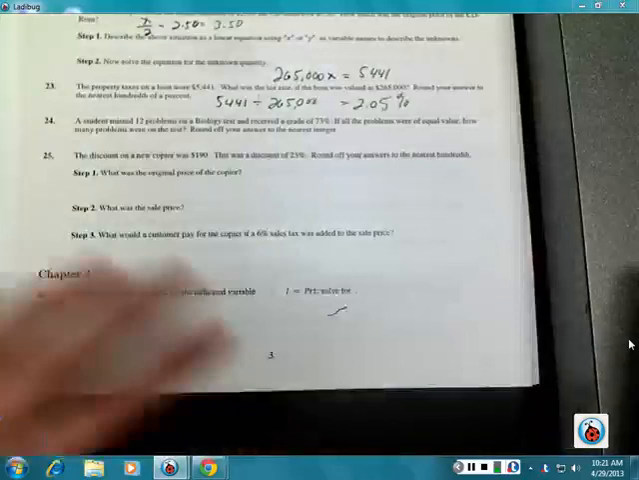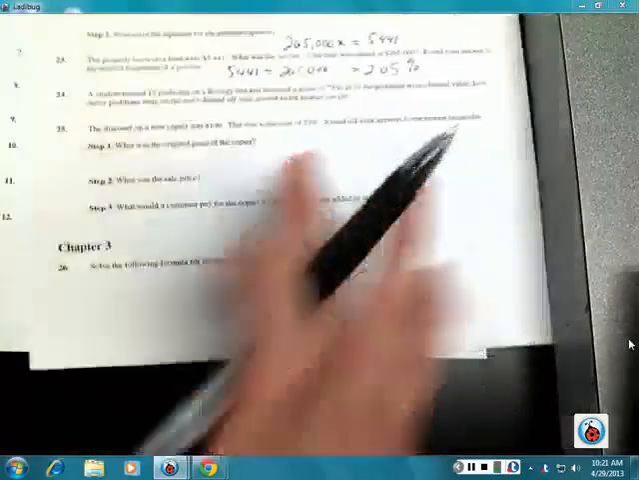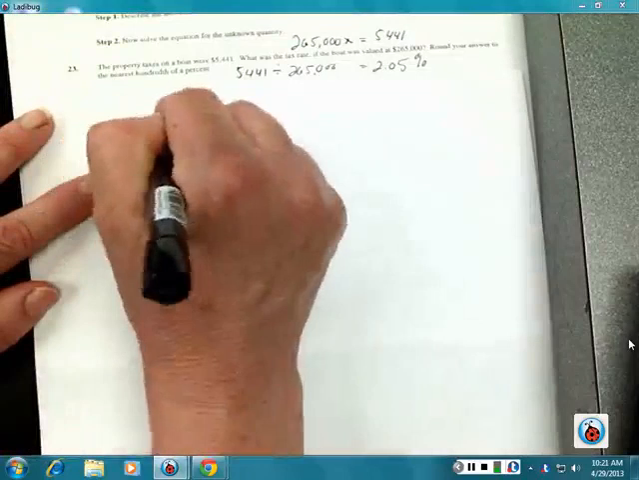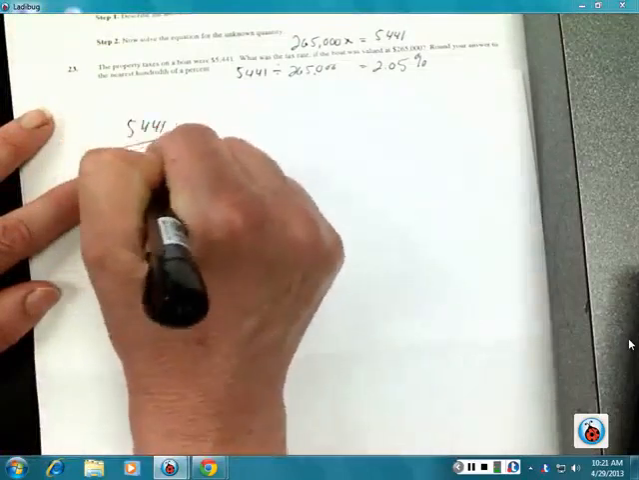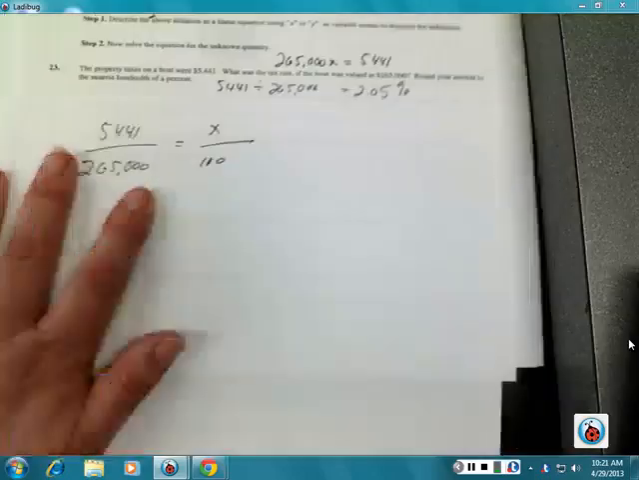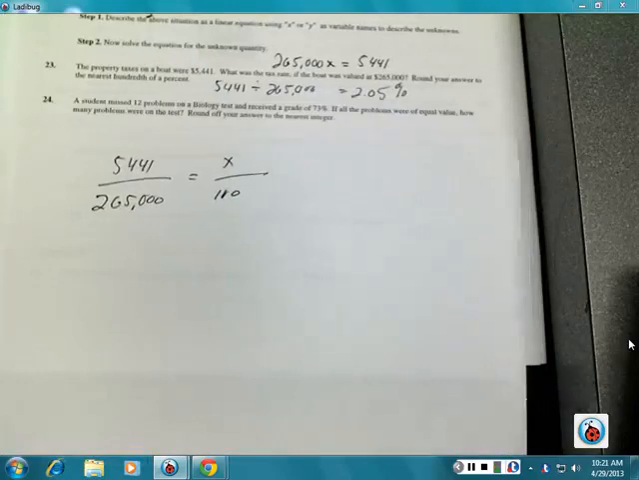Let me get another sheet. So let me get this one set up as a proportion first, since we talked about it. I'd have 5441 over 265,000 is equal to x over 100. That would have been the proportion way of doing that one. So now we can move on to 24.